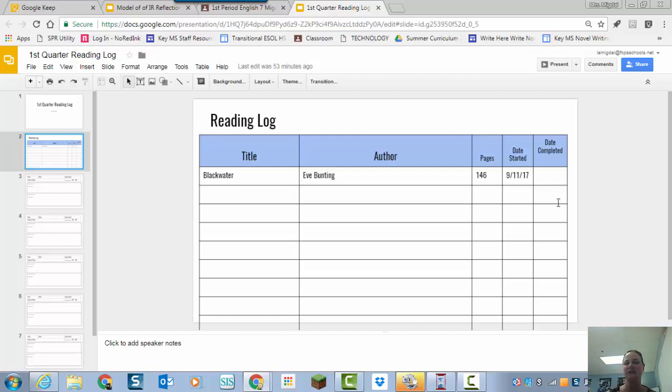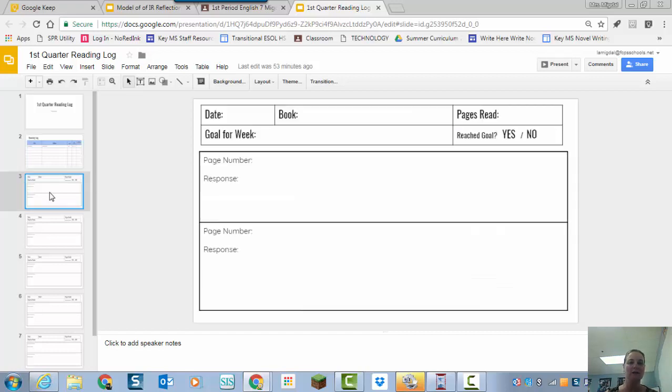I'm probably going to have you add a slide in for your quarterly goal. I'm not really sure where that's going to go right now. But then the rest of the log is these blank pages, and there's about 8 of them. We're going to do 1 a week for the first quarter, and I think we have about 6 or 7 more weeks in the quarter. So I'm going to take a minute and show you exactly how I want you to fill these in because they're completely blank.